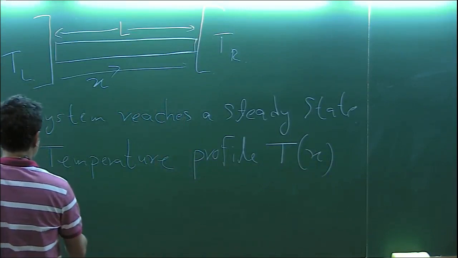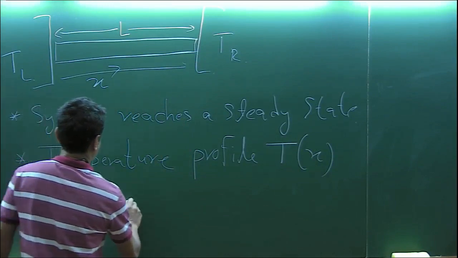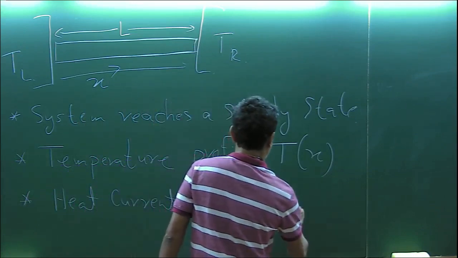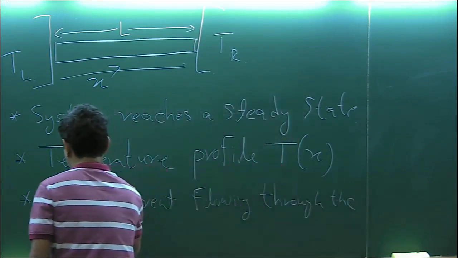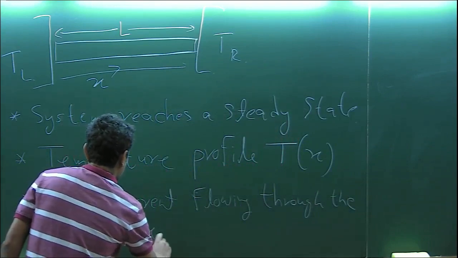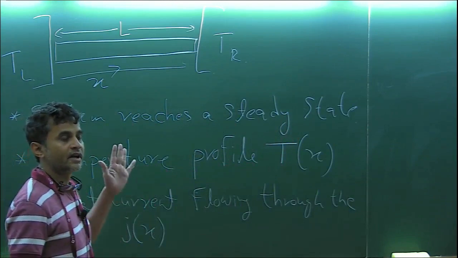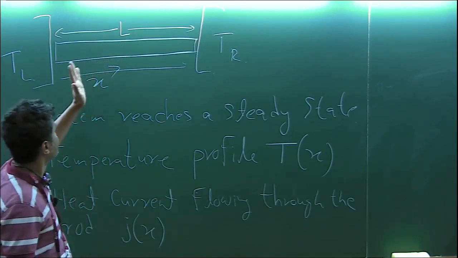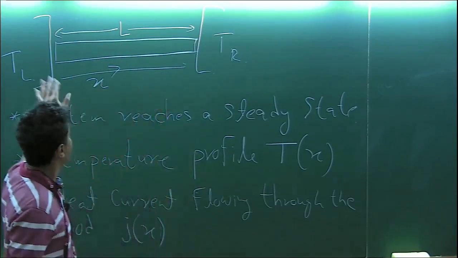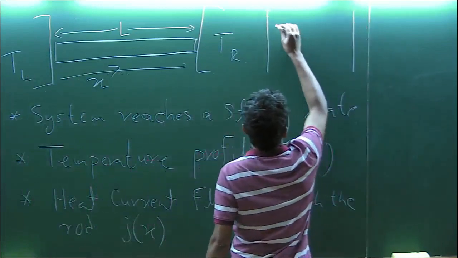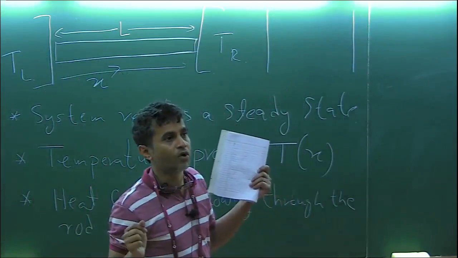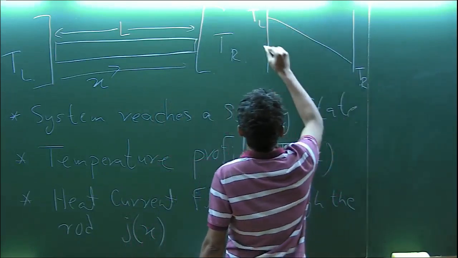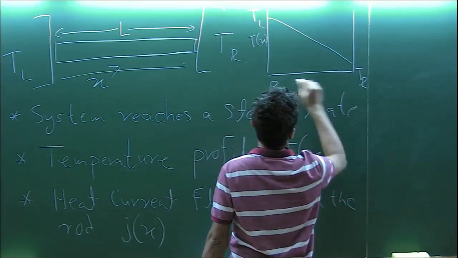The other thing we know is that there's a heat current flowing. Let's call this J of x, the current density. It is the amount of energy flowing across per unit area per unit time, so it's like watts per meter squared. That's the heat current. So there's an energy current and there's a temperature profile. You can ask what the temperature profile looks like. If the temperature difference T_L minus T_R is small, then typically you expect a linear temperature profile, T of x as a function of x from 0 to L.